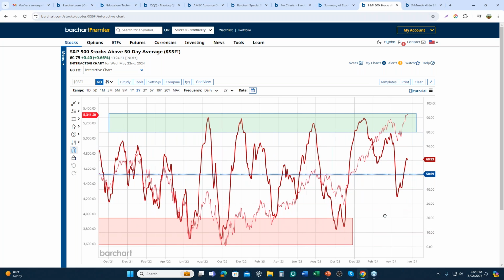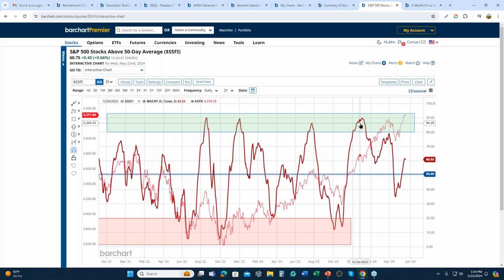Now, what's kind of interesting though is, recently, we did have that overbought signal where we fell out, held 60. We did not get back into overbought and then fell below 50. So again, as the S&P is making new all-time highs, we're getting a divergence. We're seeing fewer and fewer stocks above their 50-day moving average. Again, how would I use this information?